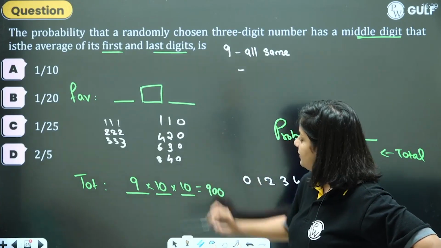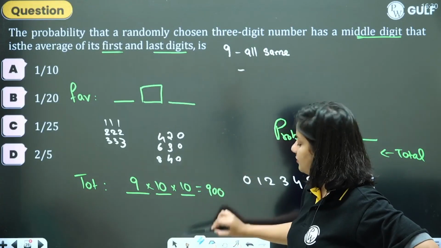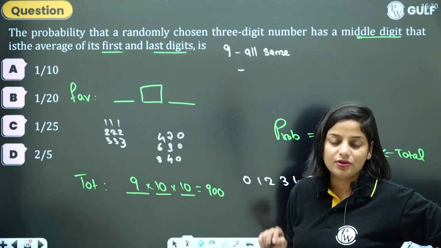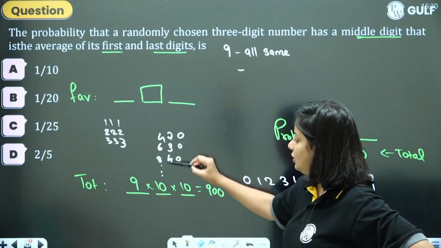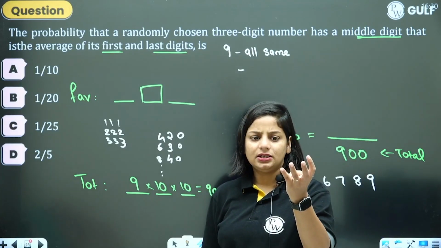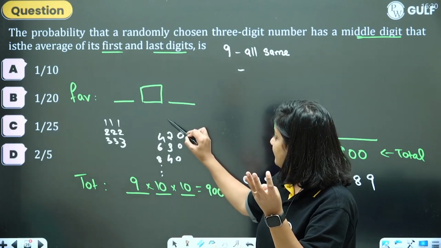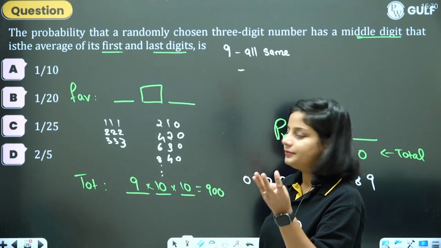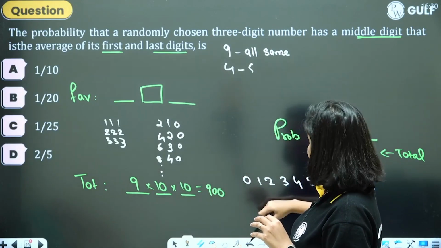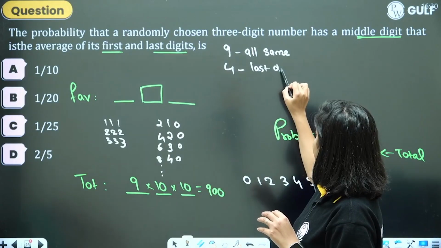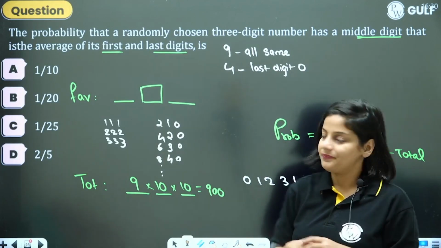We are getting all of them, but this 1 won't come, children. 1 plus 0 by 2 is not 1. The average of 1 and 0 is not 1, it's half. So 4, 6, 8 and so on, all the even numbers. Is there any other case possible? Here 2, yeah. 2, 4, 6, 8. These are 4 more cases where the last one is 0. Last digit is 0. That's 9 plus 4, 13 cases.